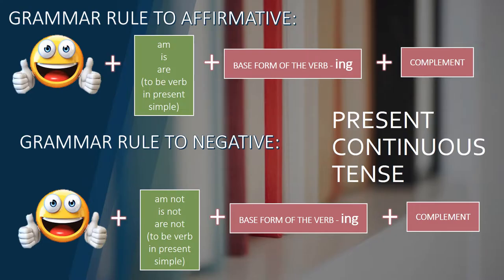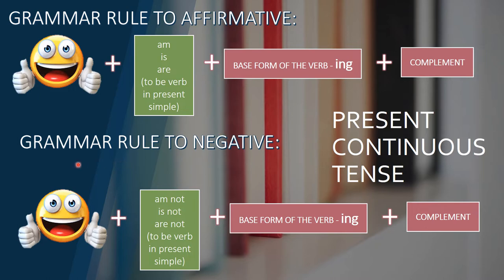Ok, so now we have grammar rule to affirmative, pero para el presente continuo, the present continuous tense grammar rule to affirmative. So, in the first case, you have to add the subject, el sujeto, debes de agregar un sujeto, plus el verbo to be conjugado en presente simple, am, is, are, plus the base form of the verb en terminación ing, ¿sí? Plus the complement. Recuerda que es running, eating, studying, jumping, writing, etc., etc.